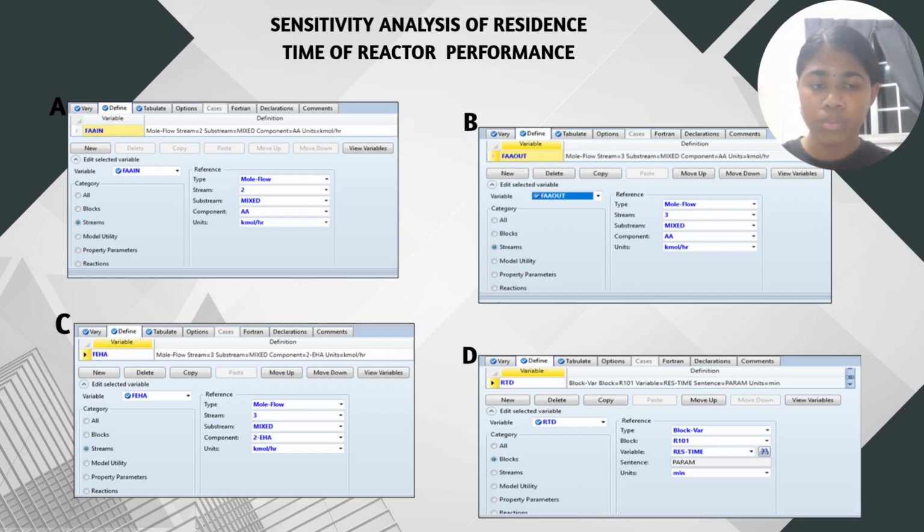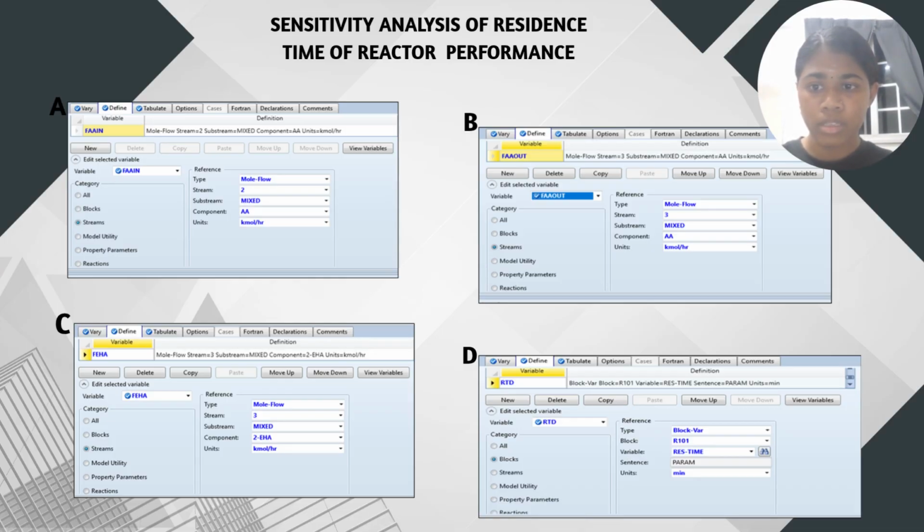So today I'm going to present about sensitivity analysis of residence time of reactor performance. Within this section, the sensitivity analysis function is employed to examine the influence of residence time and also the influence of temperature on the reaction performance, encompassing conversion, selectivity and yield of the process.